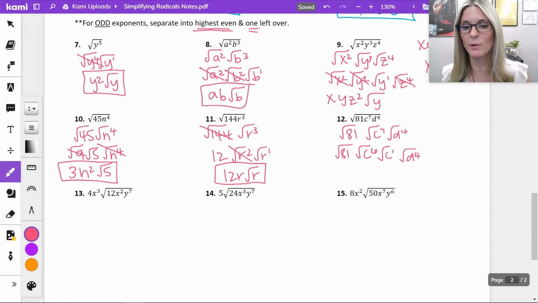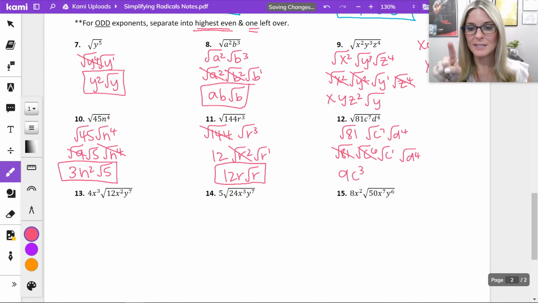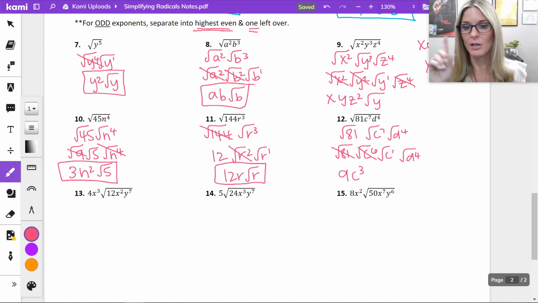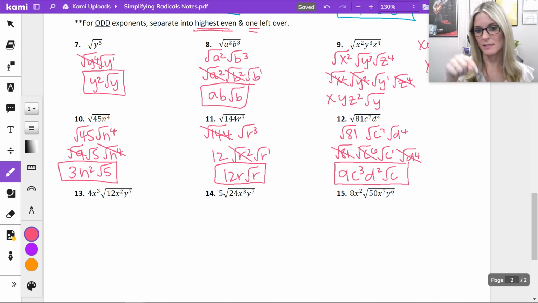Let's evaluate. Square root of 81 is 9. Square root of c to the 6th is c cubed. Breezing over that c to the 1st, that's never going to come out. Let's look at d to the 4th. Square root of d to the 4th is d squared. And again, we have the radical c left over. Final answer, 9c cubed, d squared, square root of c.